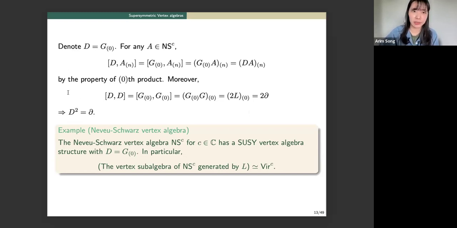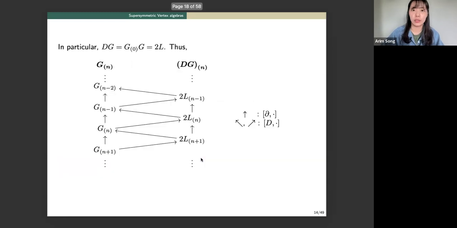So from this relation, we check that this D satisfies the conditions for it to be a supersymmetry. Therefore, this Neveu-Schwarz vertex algebra is a supersymmetric vertex algebra with a supersymmetry D, which is equal to G0. And in particular, we saw that the subalgebra generated by L is isomorphic to the Virasoro vertex algebra. Actually, this example is very special since the supersymmetry is given by the zeroth product of a particular element. So we can generalize this notion further before we move on to the next slide.